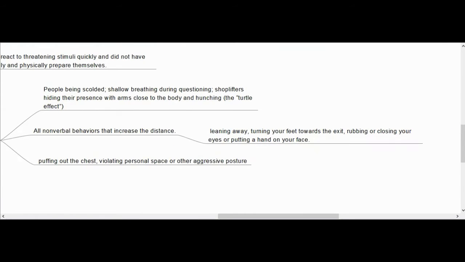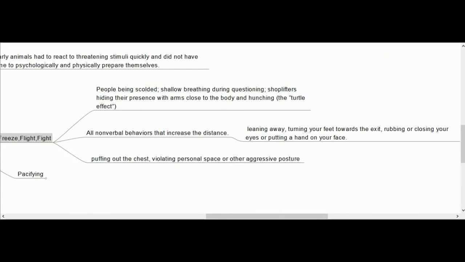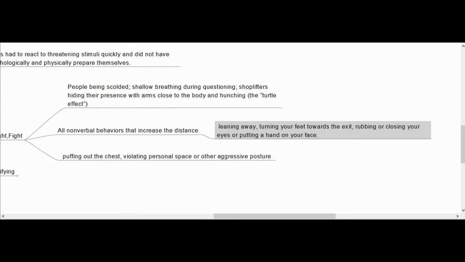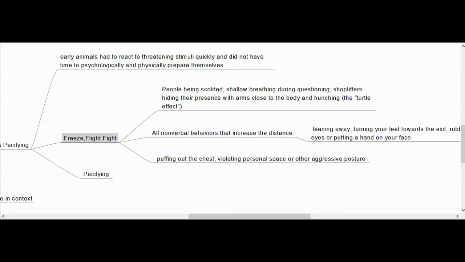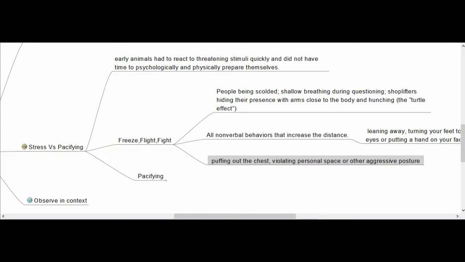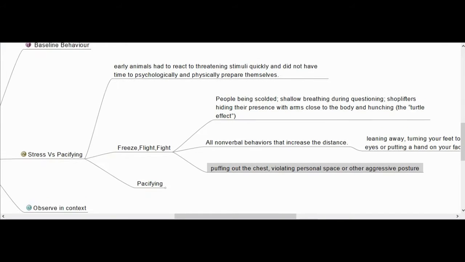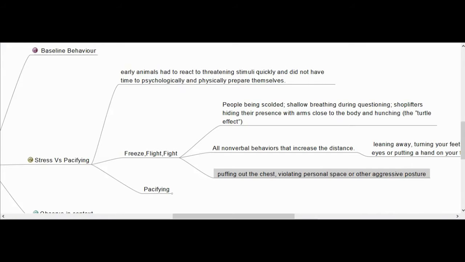These are the typical behaviors of the flight response: leaning away, turning your feet towards the exit, rubbing or closing your eyes, or putting a hand on your face. Coming to fight: puffing out the chest, violating personal space, or other aggressive postures. We're going to discuss them in detail in future videos. But for now, you need to keep in mind that these sets of behaviors are usually expressions of freeze, flight, or fight.